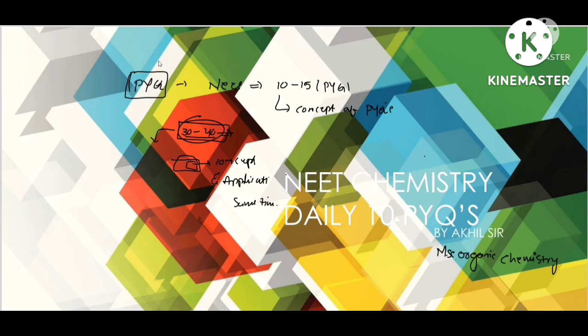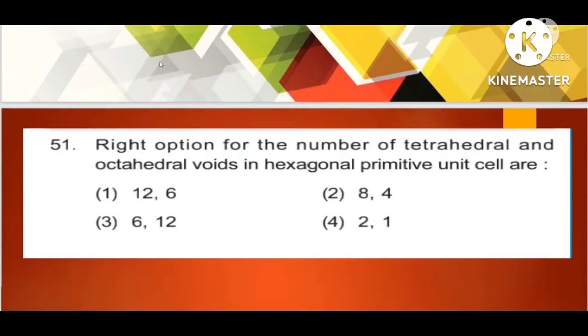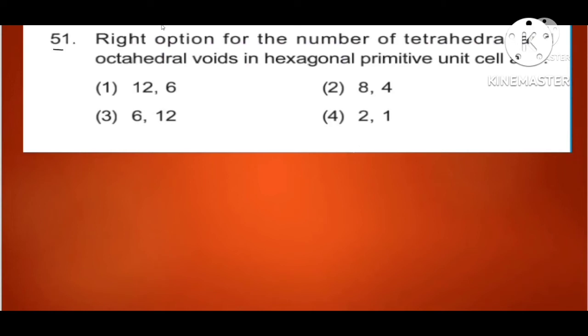Now let us see the first question. Okay, 51. The right option for the number of tetrahedral and octahedral voids in the hexagonal primitive unit cell. They ask the number of tetrahedral voids is equal to what, and the number of octahedral voids is equal to what. Here they are asking the number of tetrahedral and octahedral voids in a hexagonal primitive unit cell.